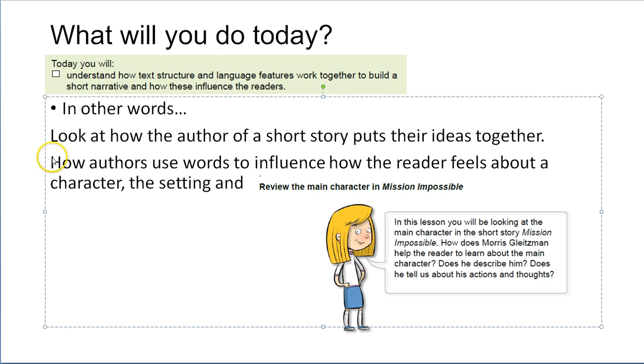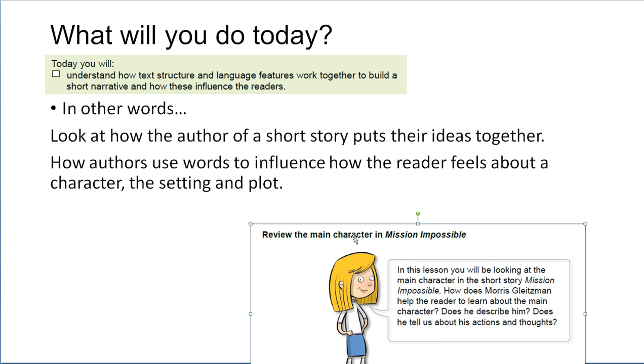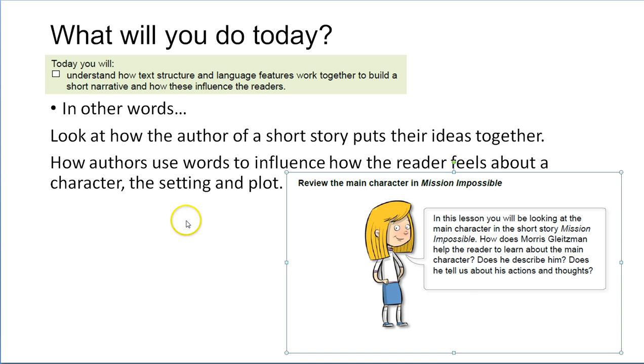And finally, how authors use words to influence how the reader feels about a character, the setting, and the plot. So different words or different language features are used to influence you when you're reading the story to make you feel a certain way about the character, perhaps the setting they're in, and the events that are happening in the story.